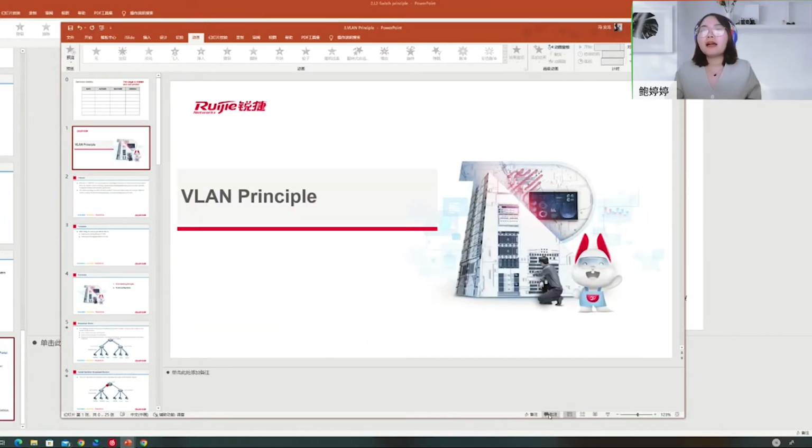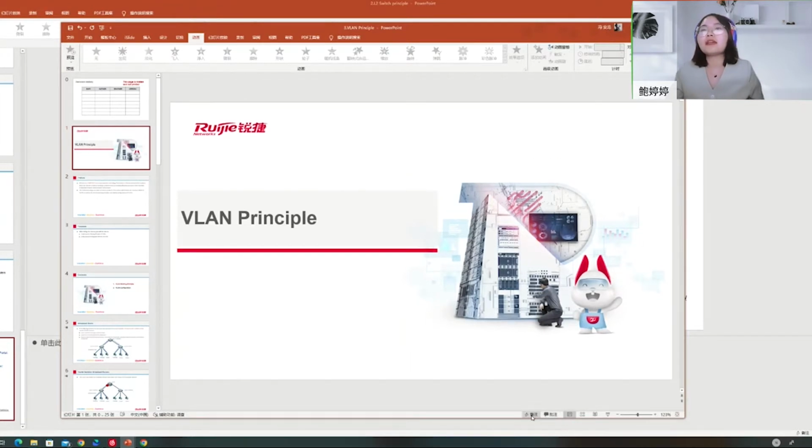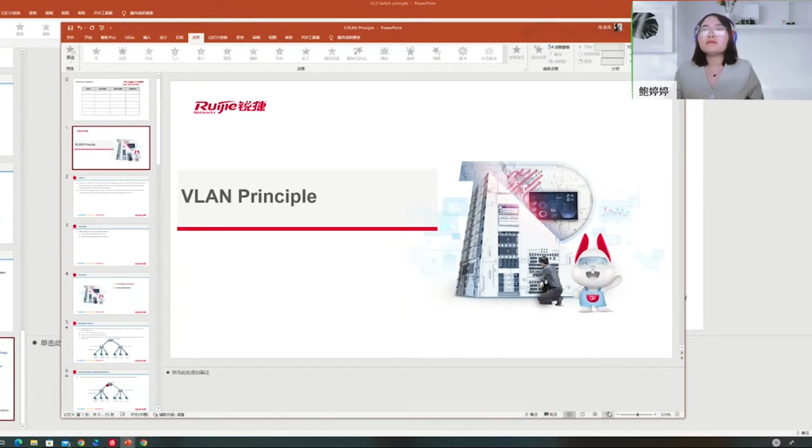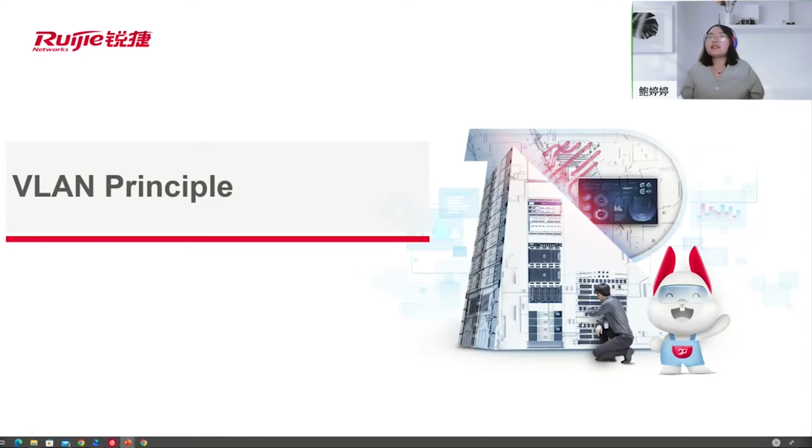is very important. I think the first two representations are very easy to understand, right? Then let's see the key point of the VLAN.